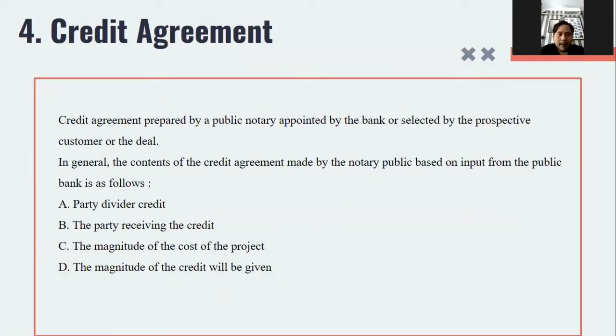And step 4, credit agreement. The credit agreement is prepared by a public notary appointed by the bank or selected by the prospective customer. In general, the contents of the credit agreement made by the notary public based on input from the bank are as follows. A. The party giving credit. B. The party receiving the credit. C. The magnitude of the cost of the project. D. The magnitude of the credit to be given. Next.